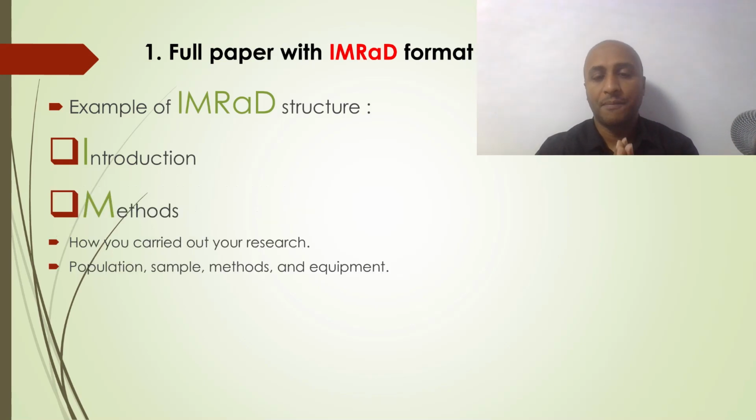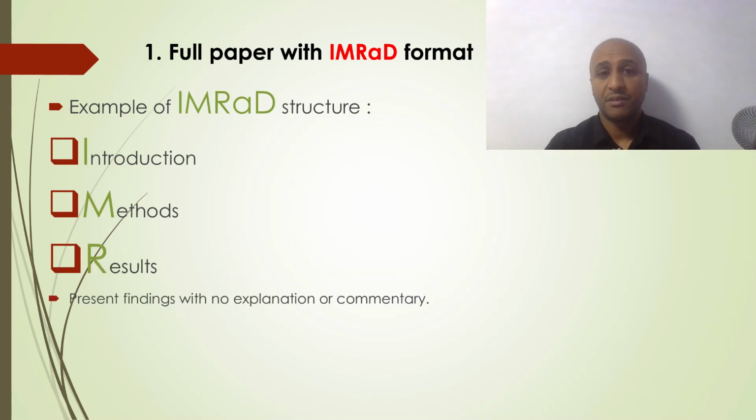In terms of methods, the methods section explains how you carried out your research. It includes information about your population, sampling methods, and equipment. Method sections are typically divided into subheadings, written in the past tense and the passive voice.